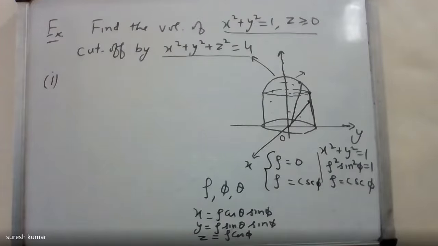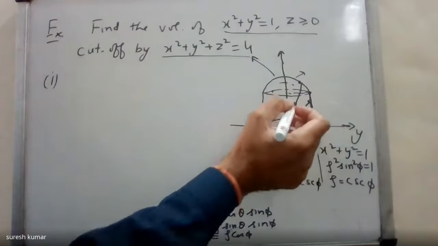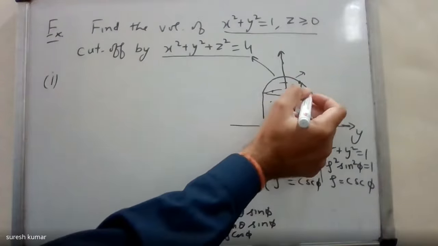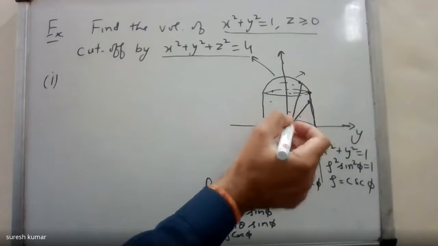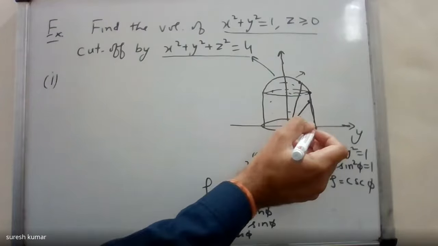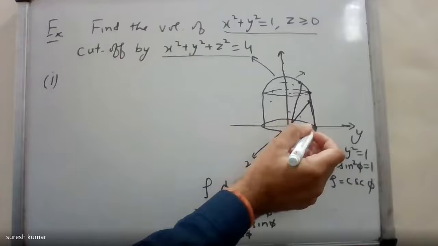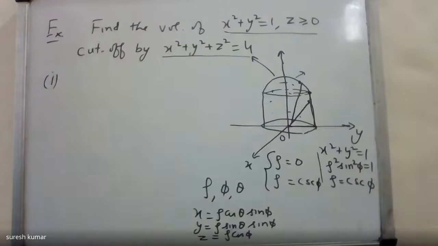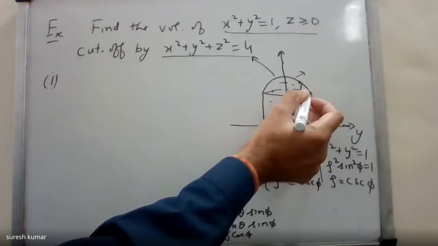What about phi limits? This is the uppermost point on the cylindrical surface. This is the bottommost point. So when your line is here, what is phi, pi by 2? What is phi at this point?